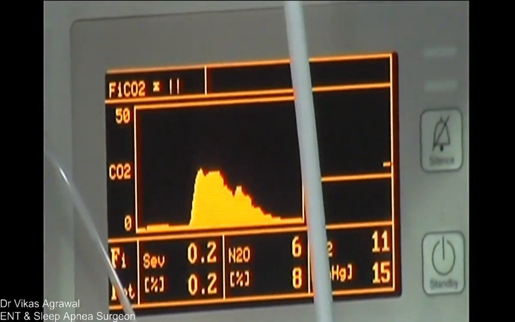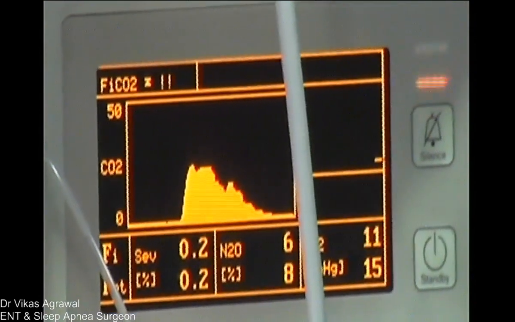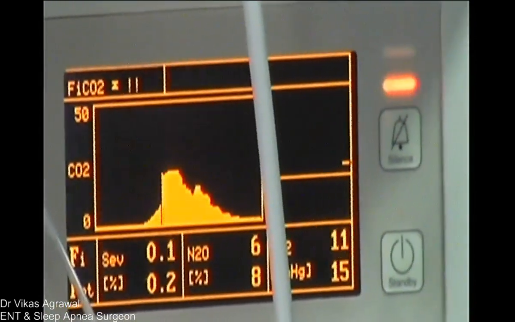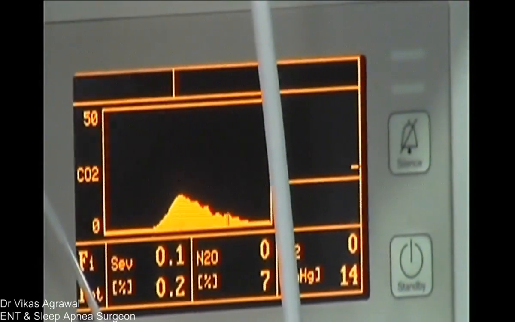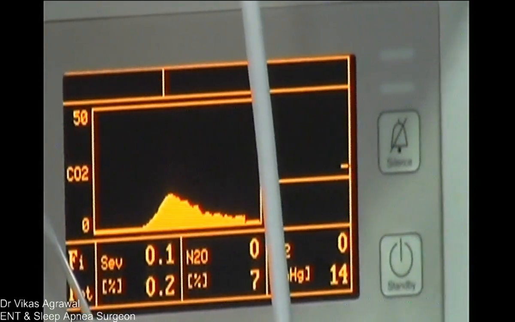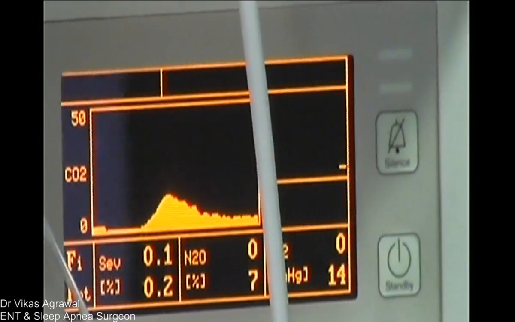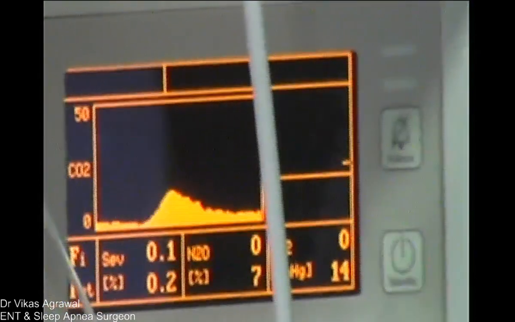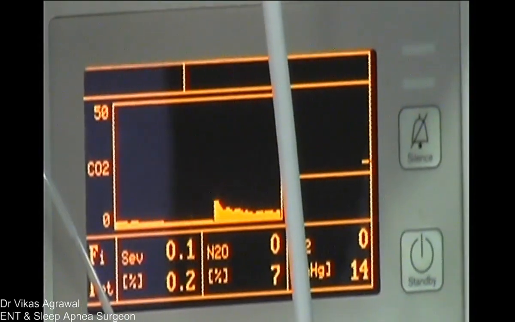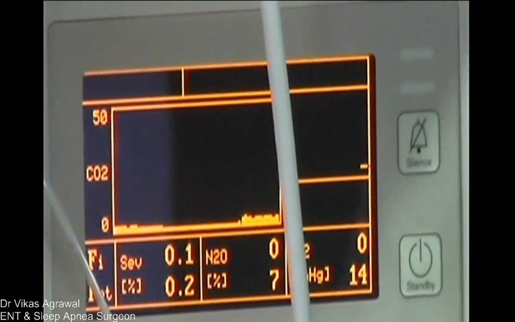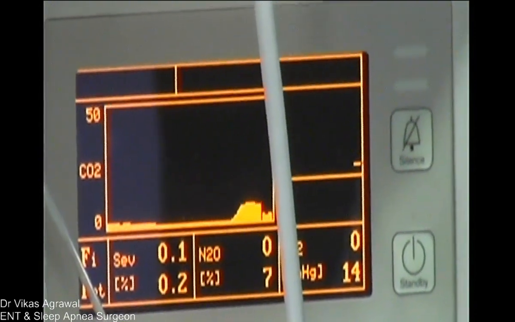So we wait for the complete removal of the inhalation anesthetic agent from the lungs, that is, 0.0 or 0.1. At that time is the right time to understand that sevoflurane is not inside the body. Another parameter you can see is the nitrous oxide concentration and the CO2. These two parameters again give me additional information for extubation of the patient.